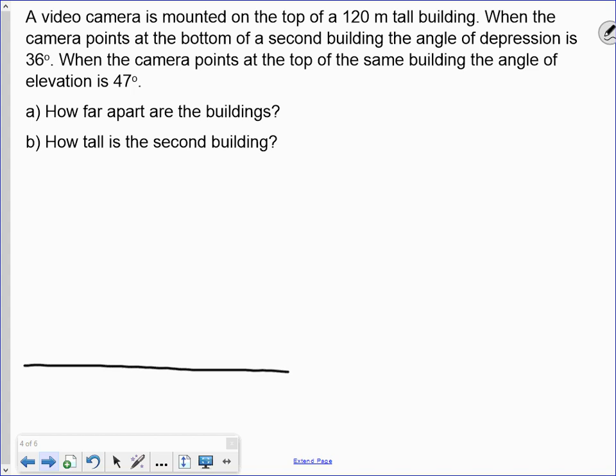This is going to be ground level here. We're going to have one building right here, and then we're going to have a second building over here. And our video camera is going to be right here. I'll just draw a dot here for our video camera. So the building that it's on top of is 120 meters. So 120 right there.